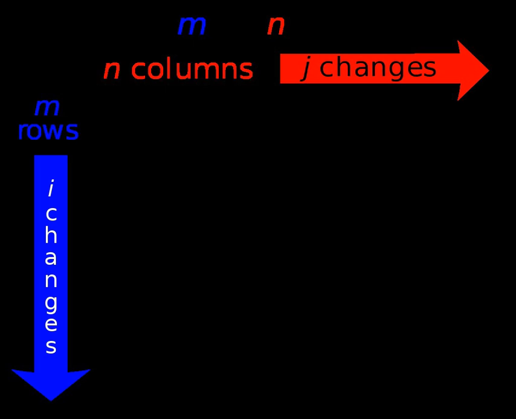If the matrix size is M times N, the above mentioned formula f(i,j) is valid for any i from 1 to M and any j.